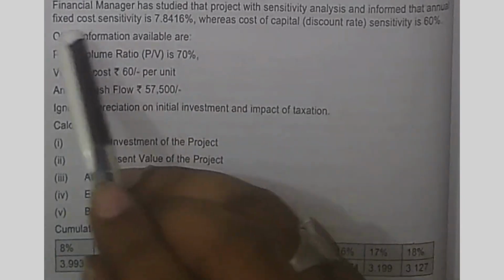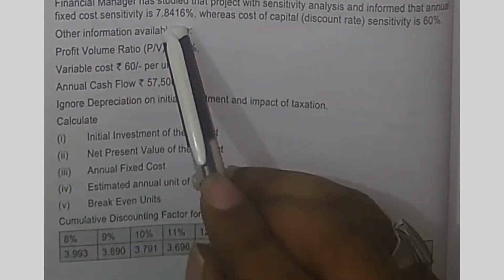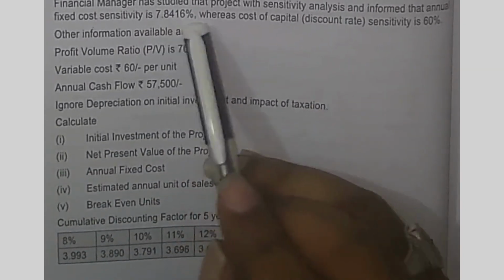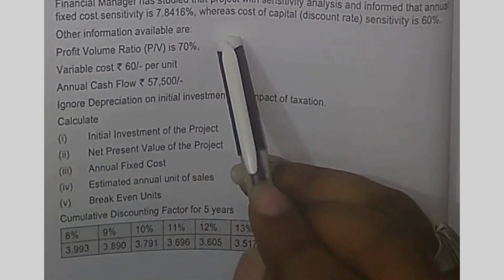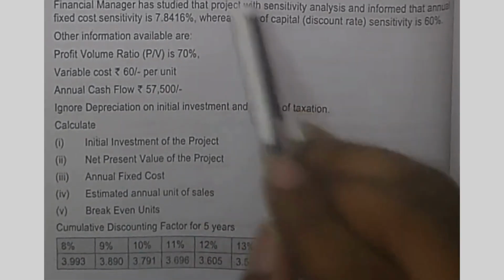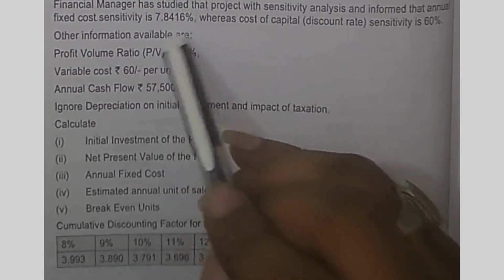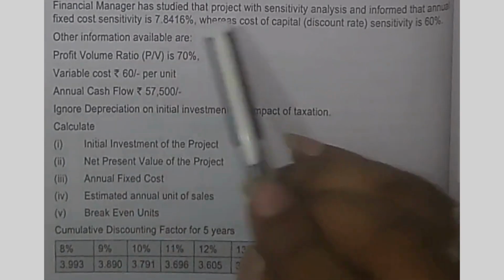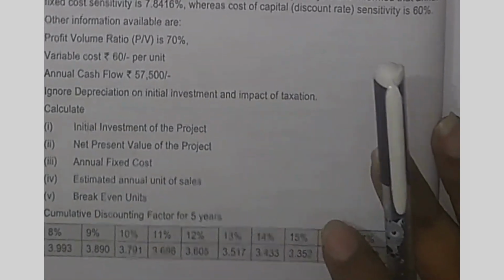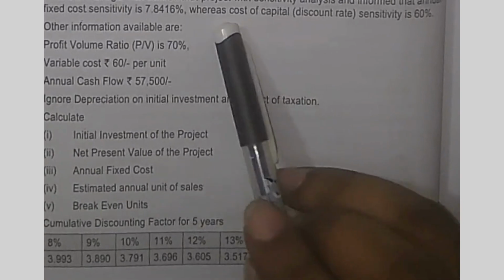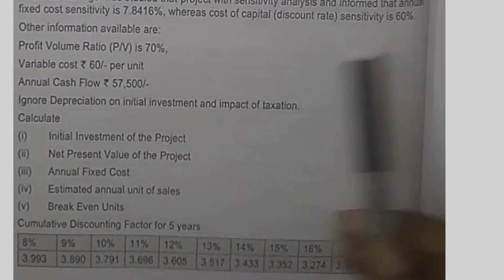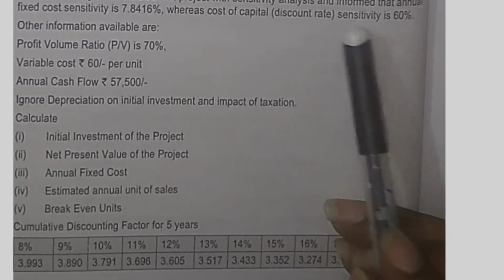But here, as he is considering sensitivity of 7.8416 with respect to annual fixed cost, it implies that by changing annual fixed cost by 7.8416%, the NPV becomes 0. Because no impact on NPV is given here, we have to consider it like this. Similarly, another parameter is cost of capital, whose sensitivity is 60%. So if we change cost of capital by 60%, NPV becomes 0.